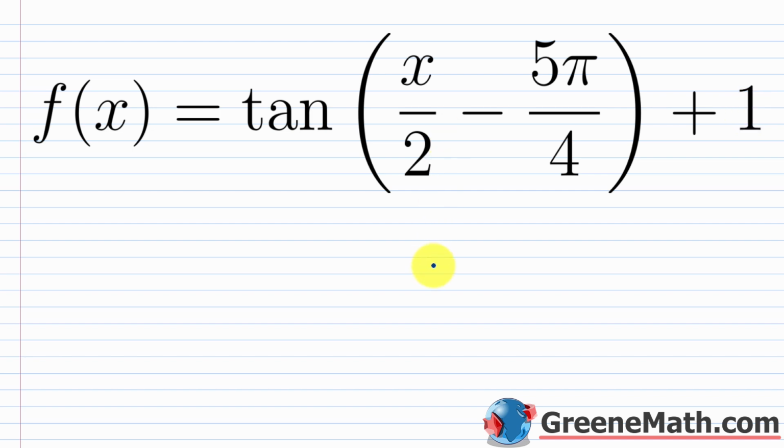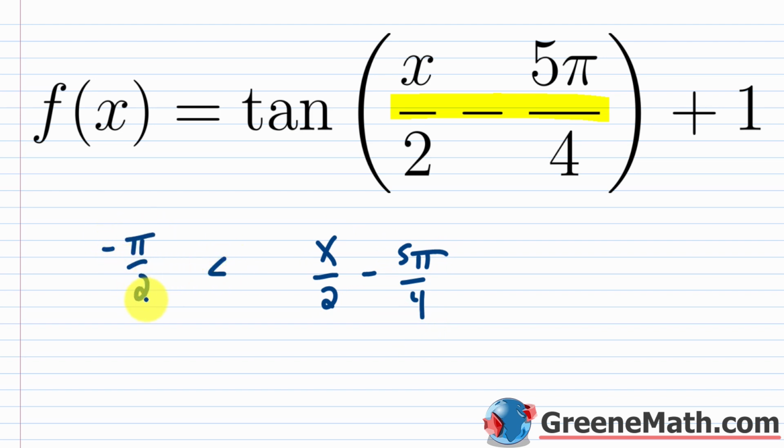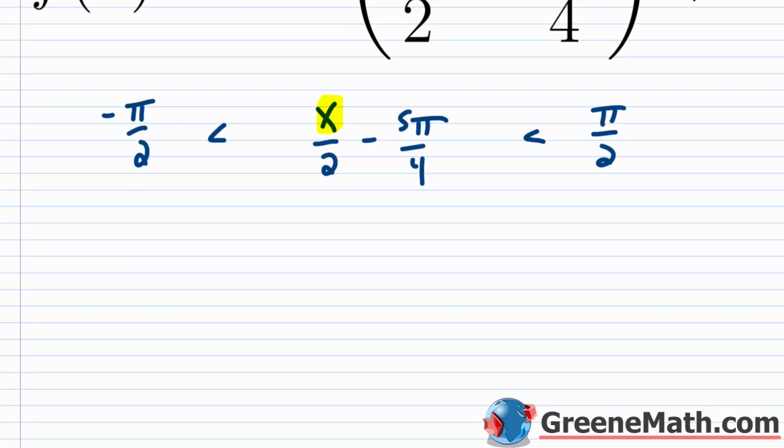So let's start off with our book method. Again, you're going to take the argument for the tangent function, x over 2 minus 5 pi over 4, and you're going to first say that this is greater than negative pi over 2 and less than pi over 2. So your goal is to solve for x. What you could do, if you have fractions involved, is just clear them first. It just makes your life a lot easier. You have denominators of 2, 2, 4, and 2, so the least common denominator would be 4. So just multiply everything by 4 here.